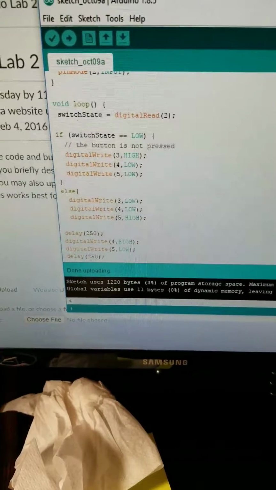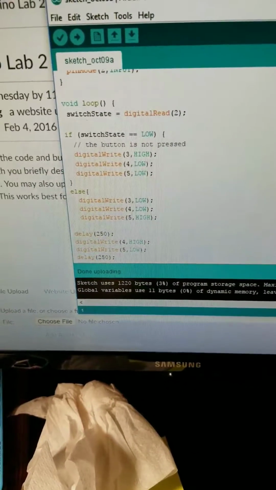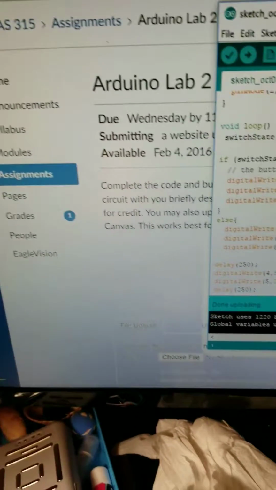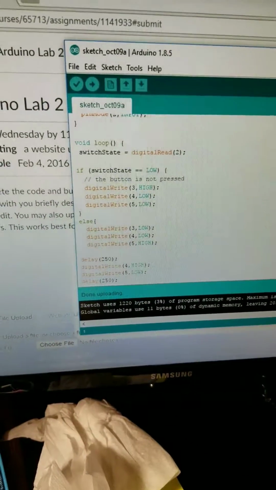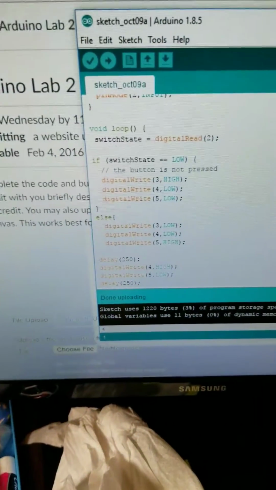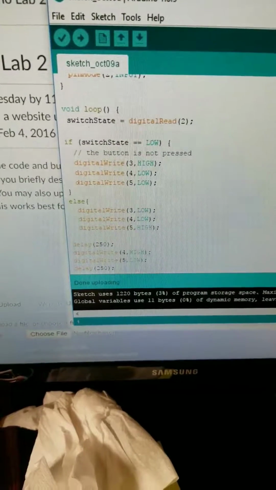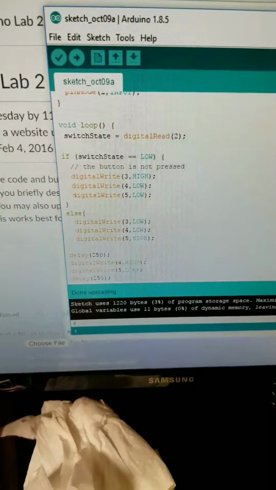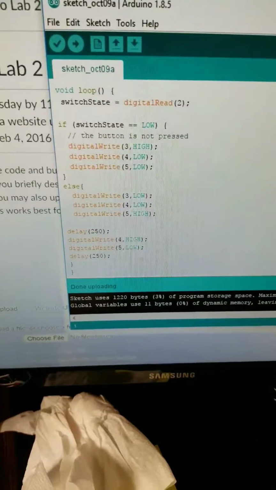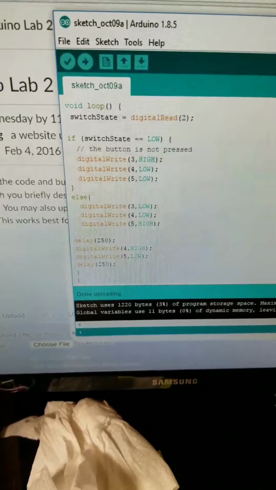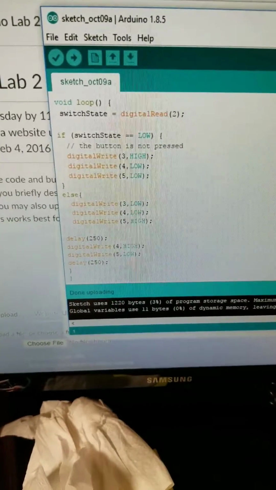For the continuing function of the system, we told it if the switch is low, which means has no power, that pin 3, our green LED, would stay on, and pin 4 and 5 would remain off, and that is true. But if it's not true, which is the else, then pin 3 and pin 4, the green and the first red, would be off, and pin 5 would be on, which the else indicates if the switch was pressed and it was excited or in a high.